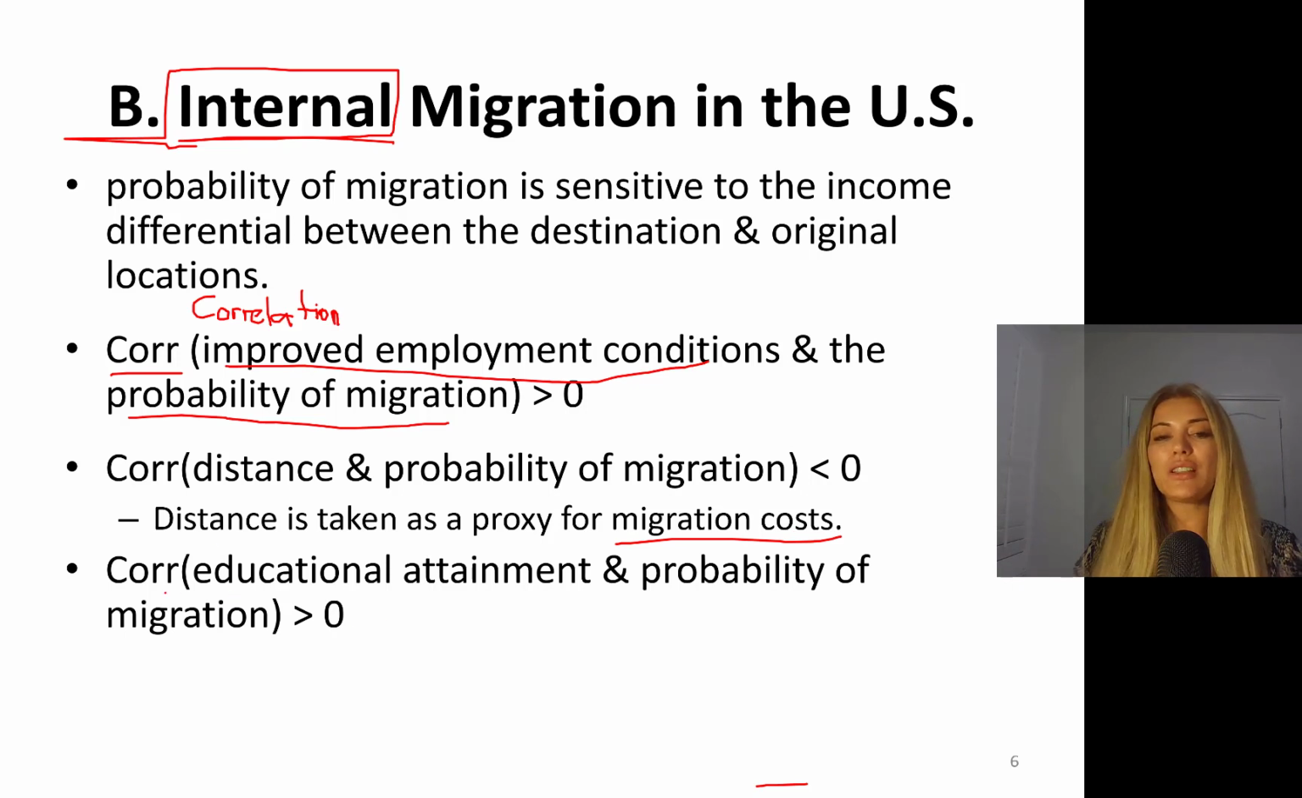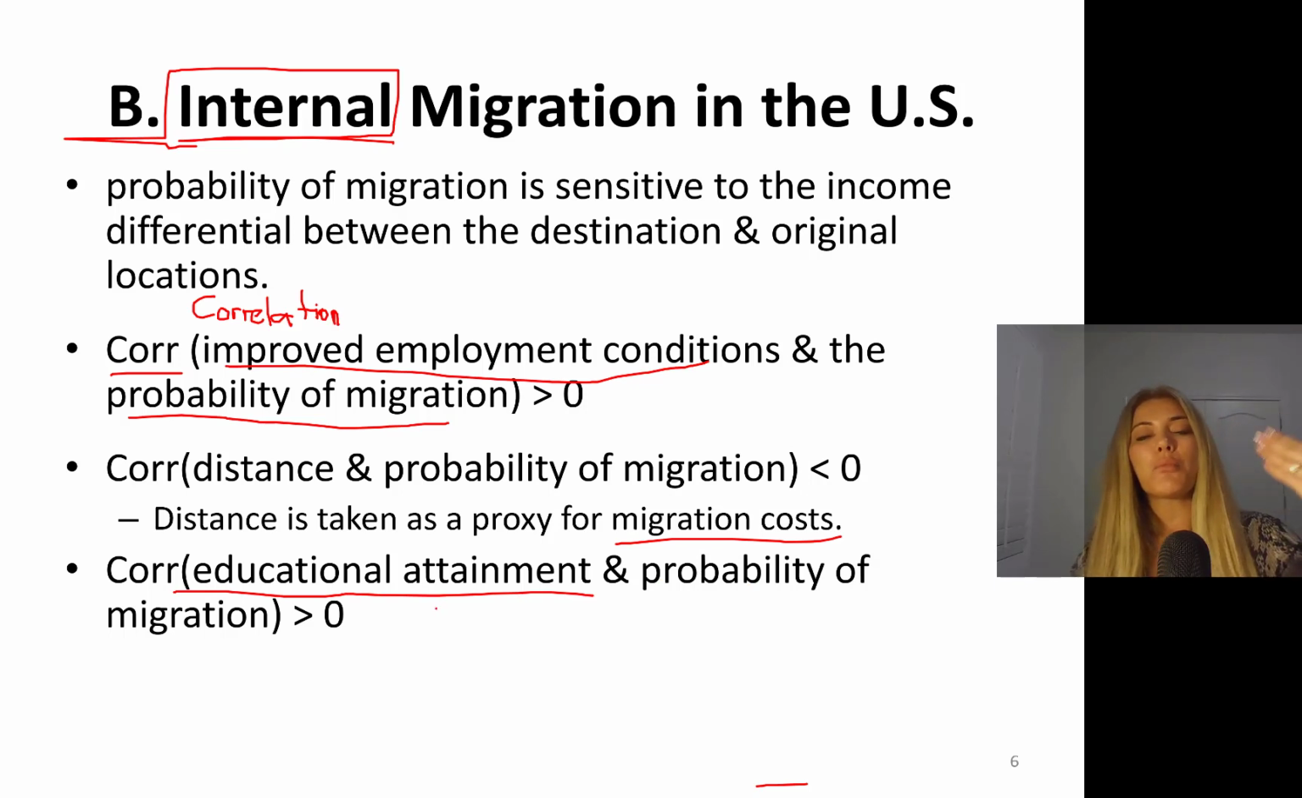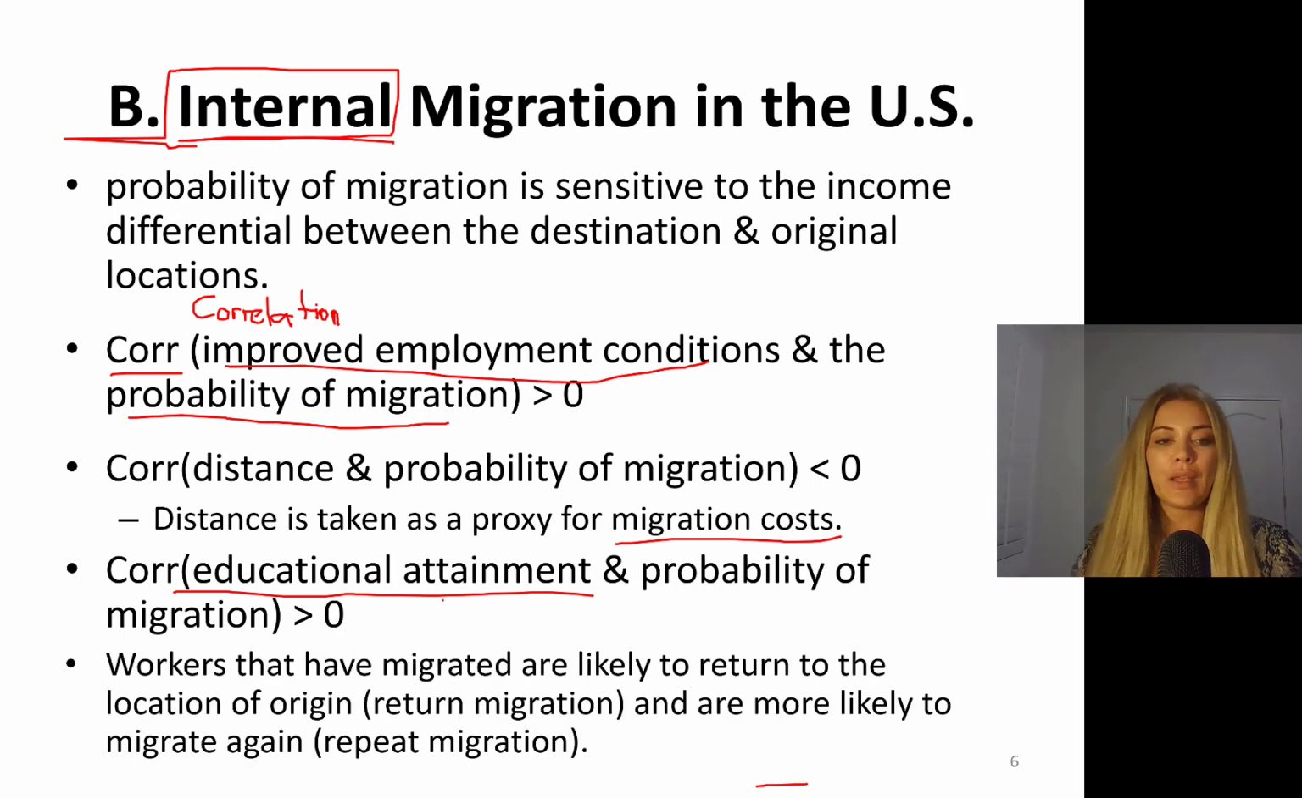Another one is the correlation between educational attainment. Educational attainment and probability of migration are positively correlated. That means highly educated people are more likely to move. Workers, this is another fact, that have migrated are likely to return to their location of origin. This is called return migration, which is a huge thing in the United States.